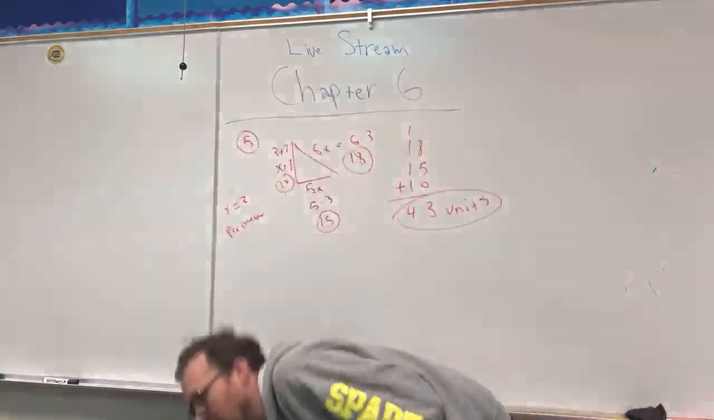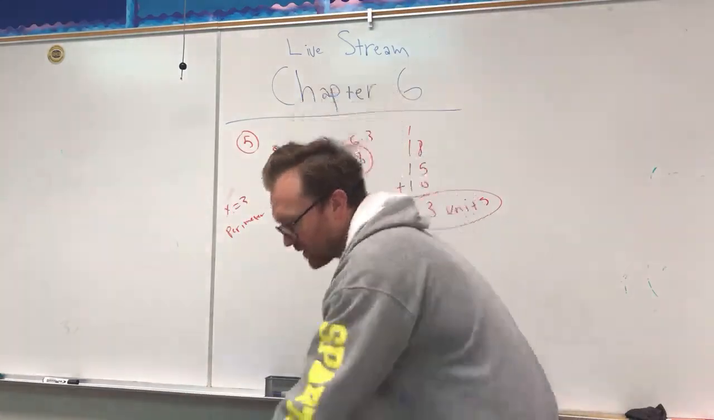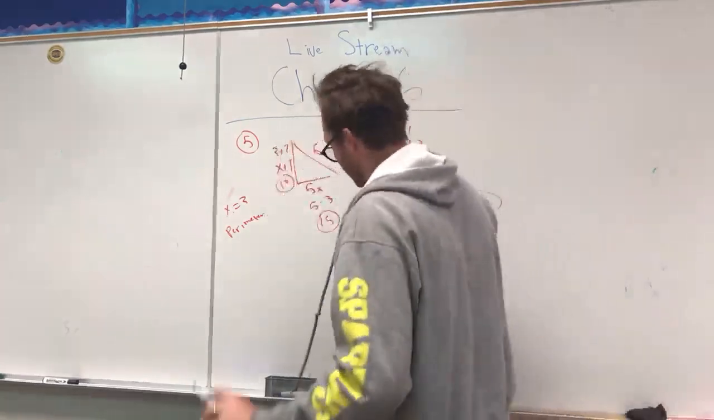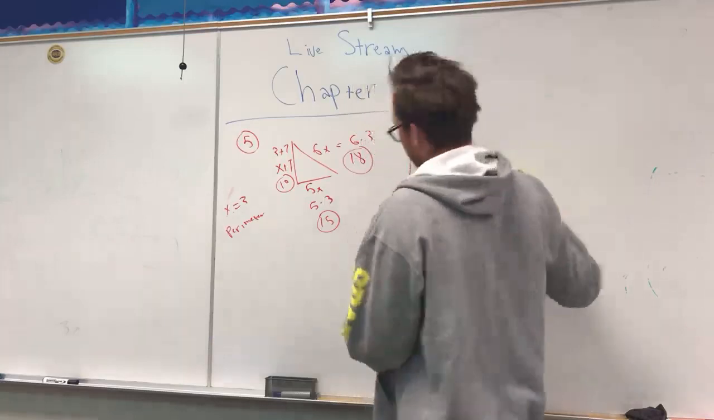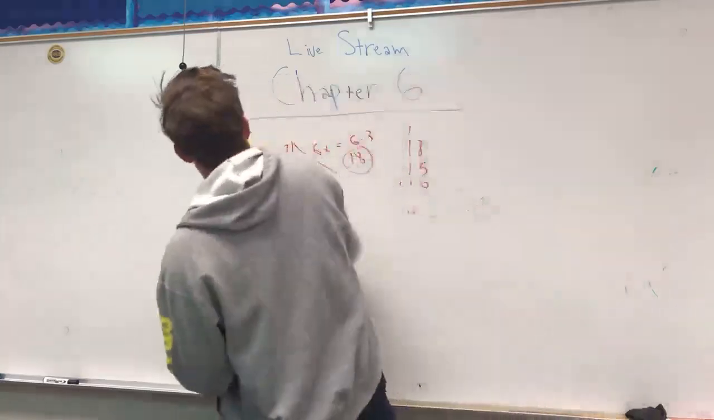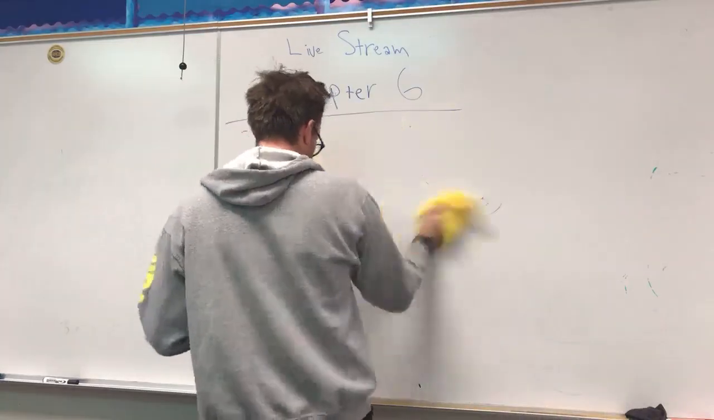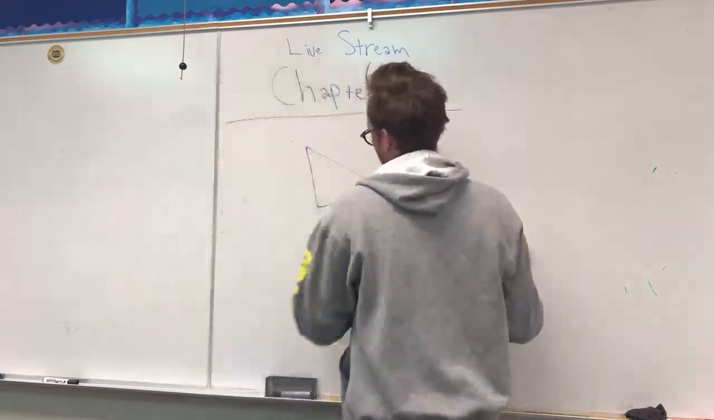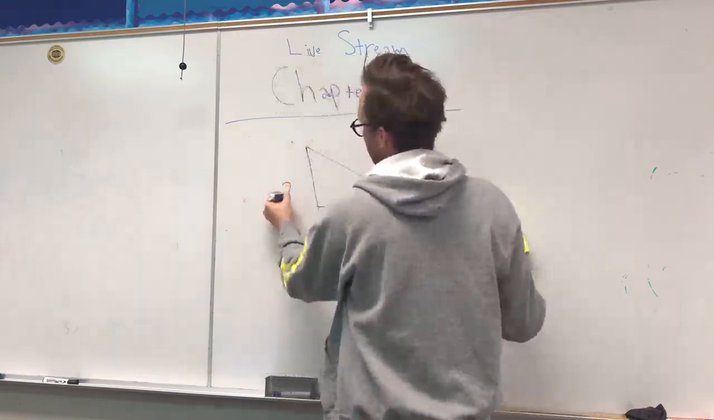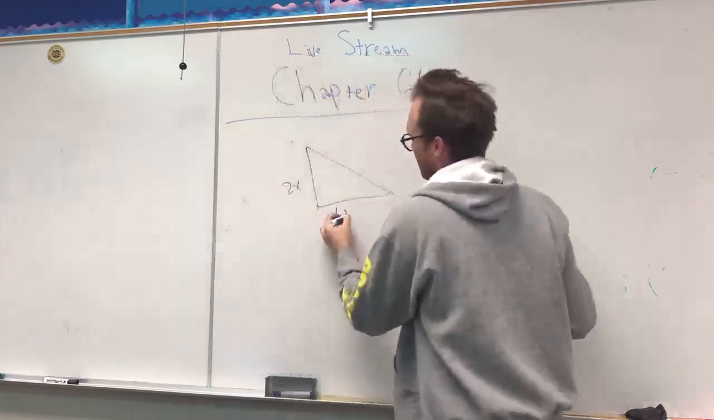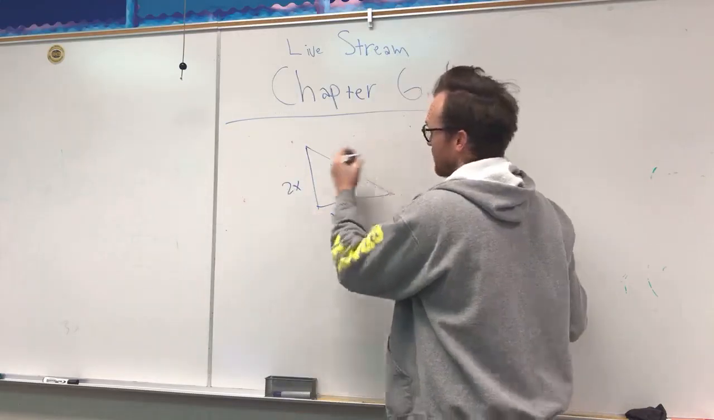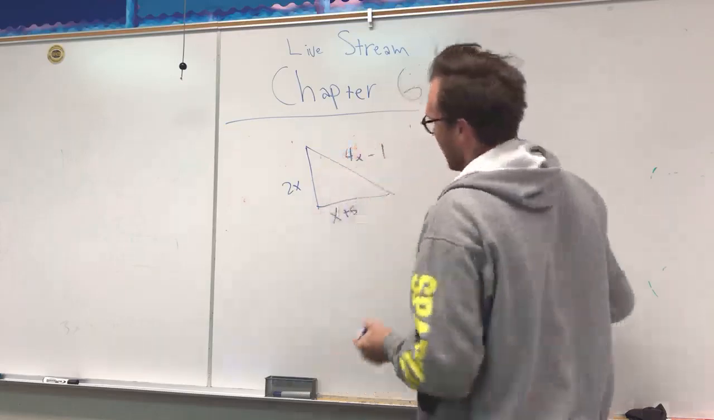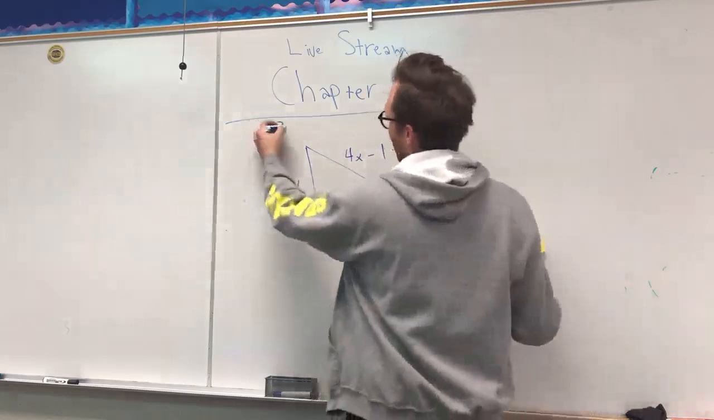I'm going to give you guys all a challenge right now. I'm going to give you another triangle that you can do from home. Right now, find the perimeter of this one. See if you guys are paying attention. See if you guys get it. This is for Serenity. This one is going to be 2x. This is going to be x plus 5. This one's going to be, are you ready? 4x minus 1.